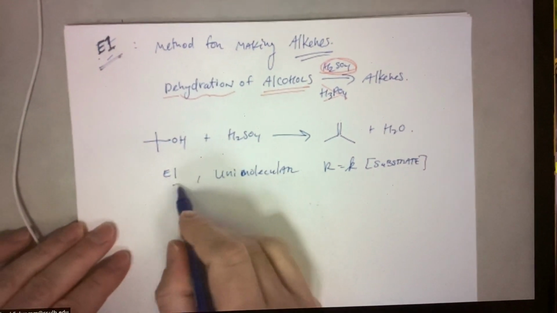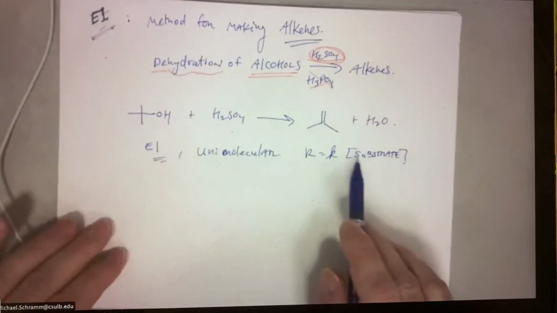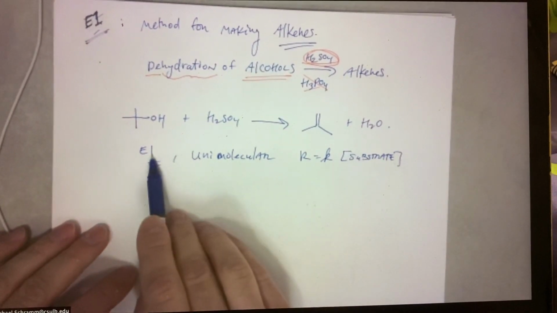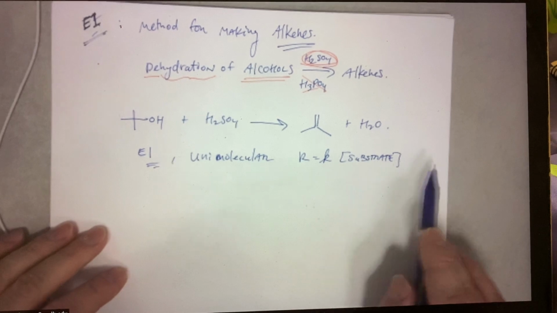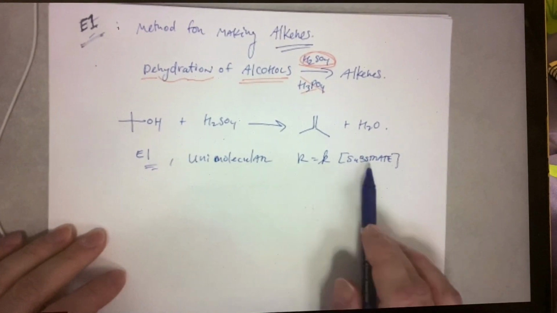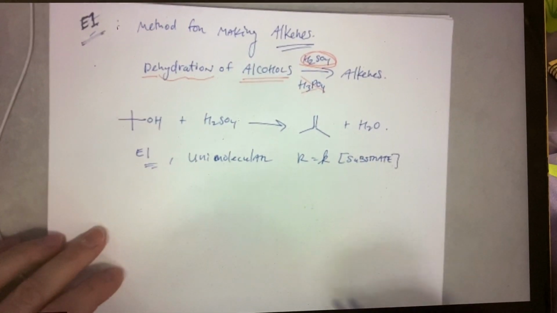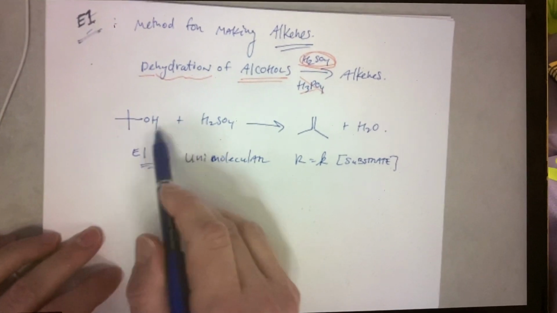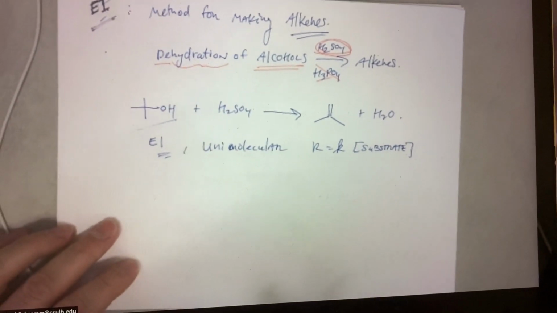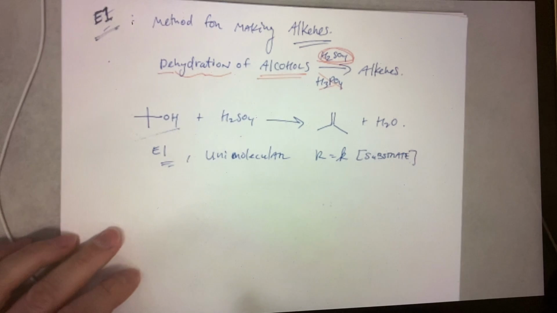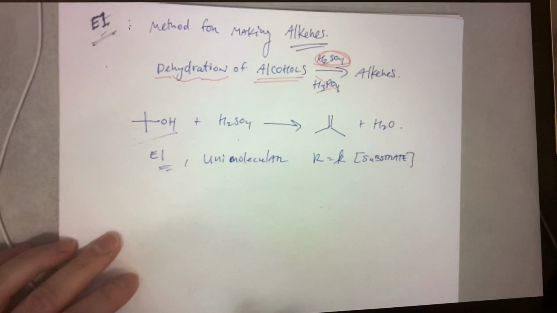Whenever we had this 1 after a reaction, it was always just the concentration of the substrate. Whenever we had 2, yesterday it was substrate and base. When we had SN2, it was substrate and nucleophile. But the speed of this reaction is really only dependent on how much of this we have. This gives us a clue that it's a carbocation type reaction.